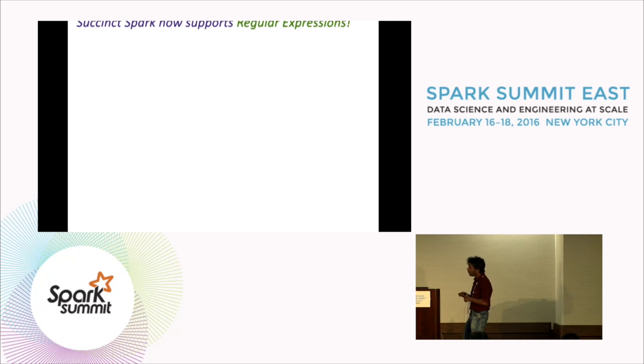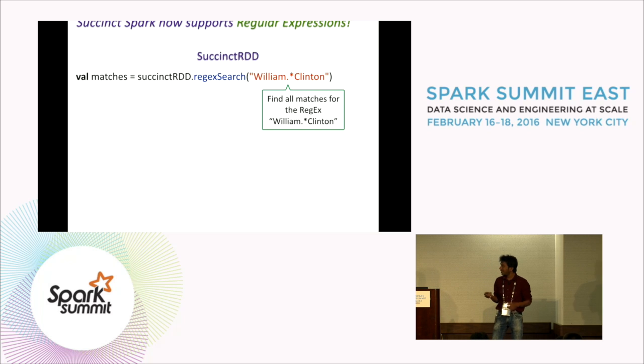And now I want to go into this very interesting direction that we have seen a lot of applications about. So Succinct Spark, today you can download the package and run regular expressions on that. It supports regular expression queries. And the only thing that changes is in the two APIs that I showed earlier, you just replace search by regex search. Okay, that's the only thing that changes. And you can execute very powerful regular expression queries. For example, here I'm trying to find all matches where there can be anything between William and Clinton.